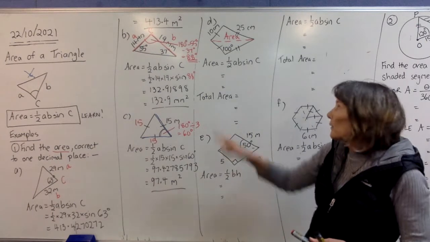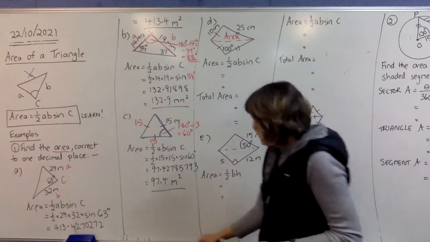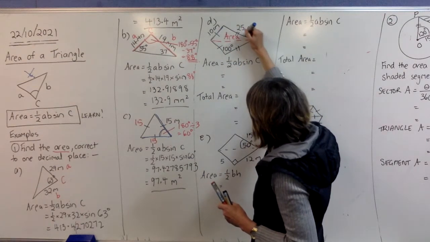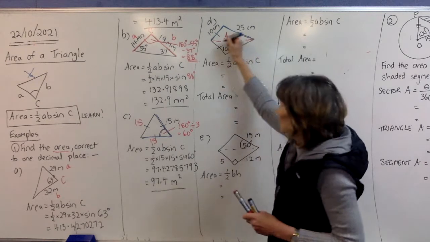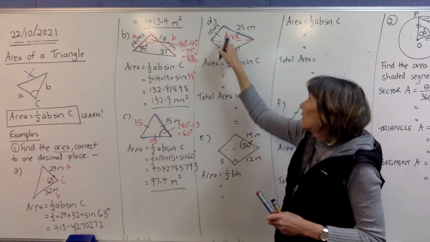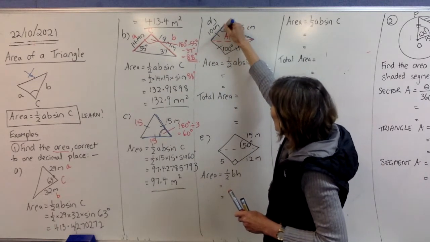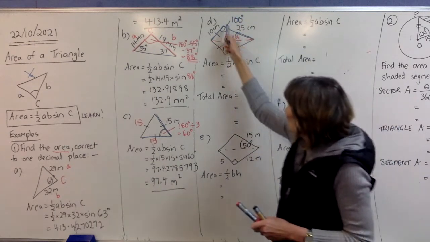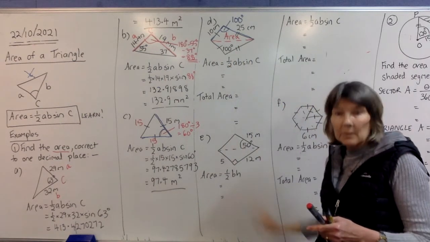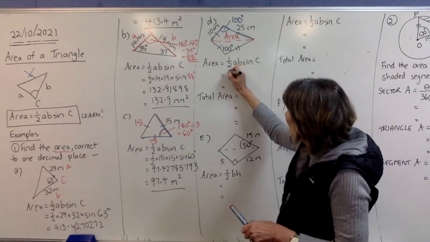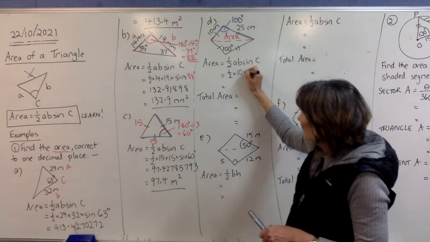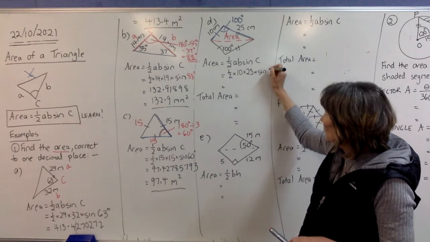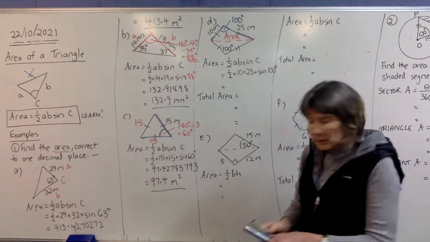Now it looks like I don't have an angle between my two sides, but I do, because I know this is a kite, and a kite has one axis of symmetry. So if this is 100 degrees, that's going to be 100 degrees up there. Okay, so we're ready to use the two sides and the angle between them to get that area at the top. So it's a half times 10 times 25 times sine 100 degrees.